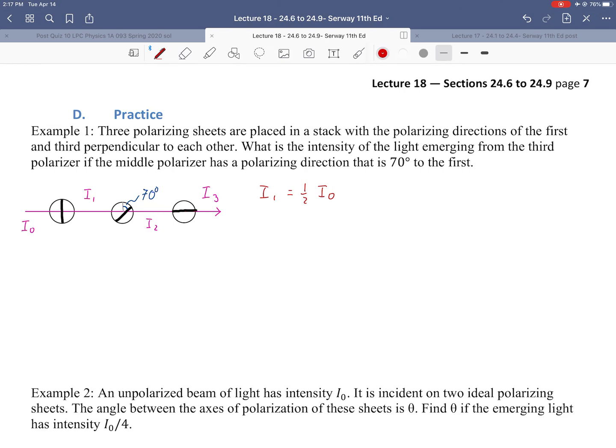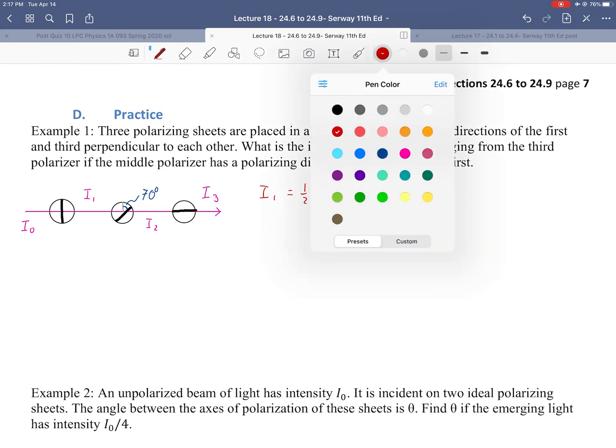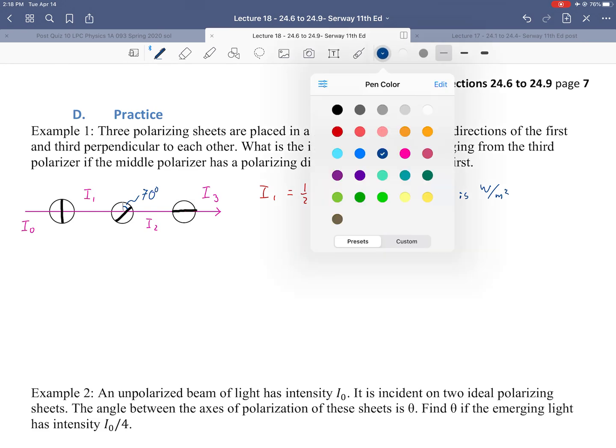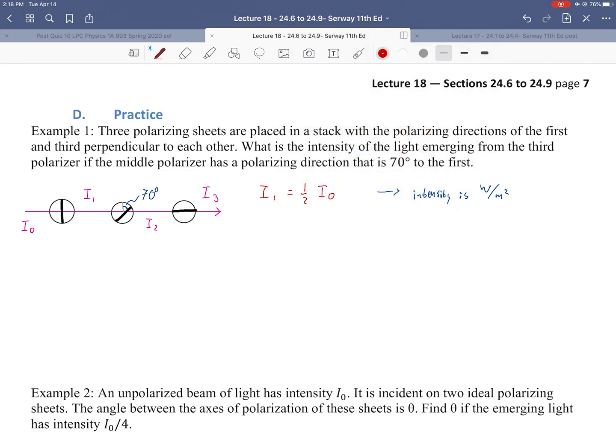And again, intensity is watts per square meter. So it's power per area. Note, I'm making it because I think it's easy to forget the units of intensity. So intensity is watts per square meter. So it's joules per second per area. Energy per time per area. That's intensity.